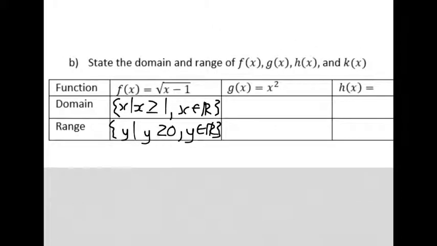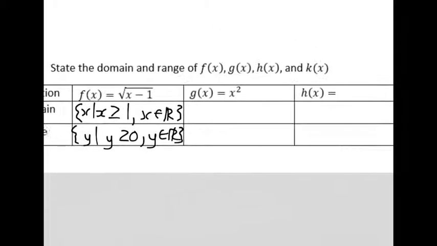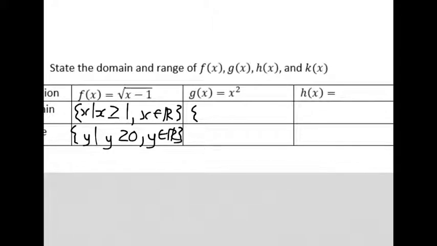X squared, that's pretty simple for domain and range. Should be everything for x, right? What about the range? Everything greater than or equal to 0. Good.